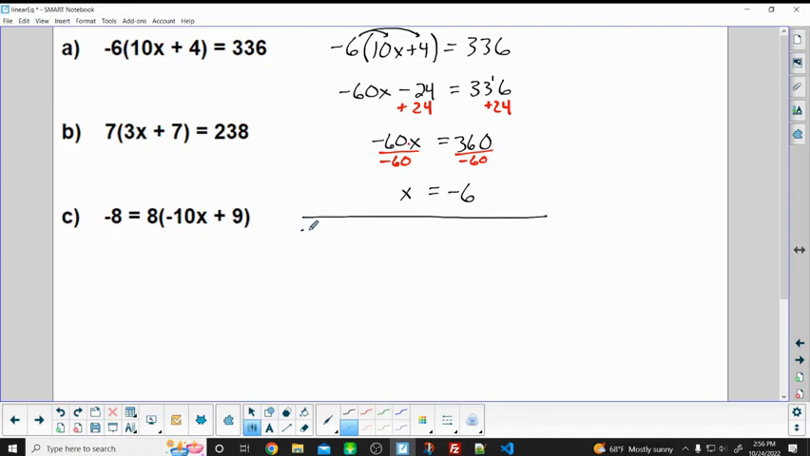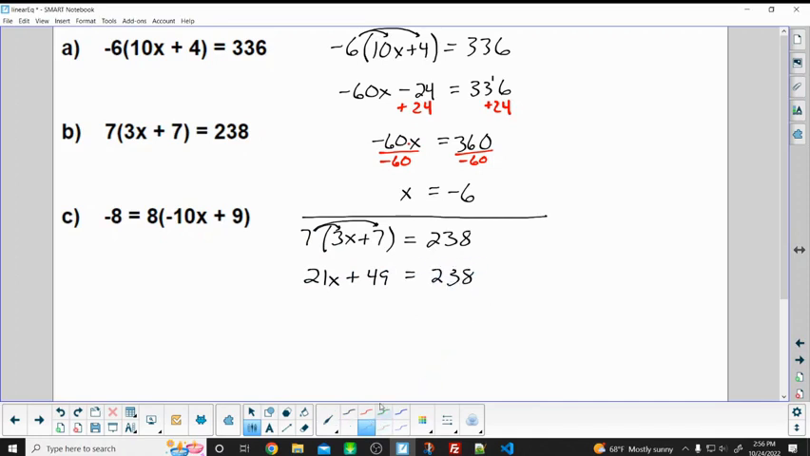We have 7 times 3x plus 7 is equal to 238. So let's go ahead and distribute the 7 through to both of those terms. 7 times 3 is 21, 21x. 7 times 7 is 49, is equal to 238.